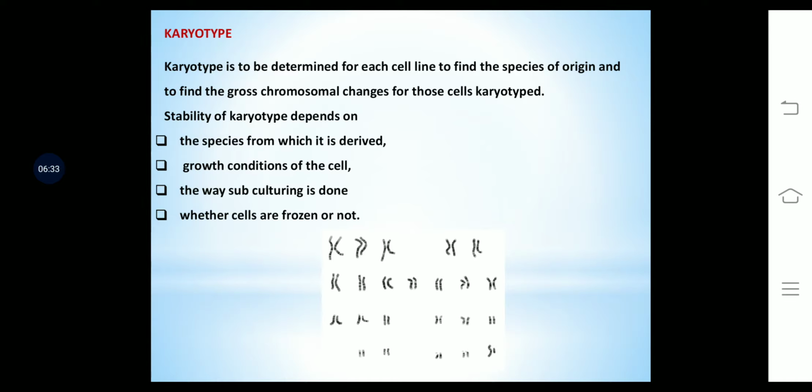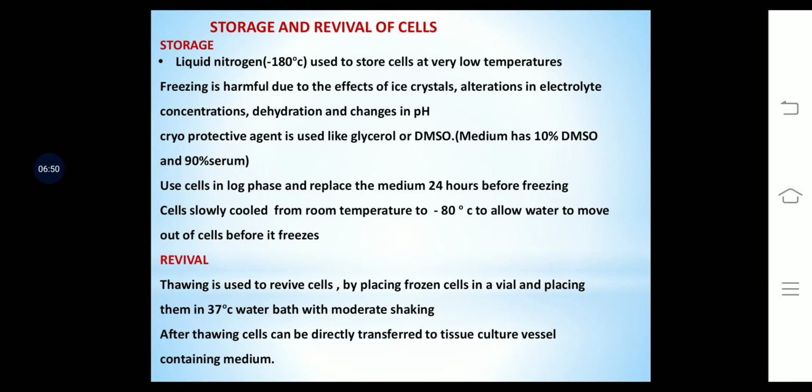Stability of the karyotype depends on 4 factors. One, which species it is derived from; two, what the growth conditions of the cells are; three, how we are doing the subculturing and how periodically, what the frequency is; and whether the cells are frozen or not. Coming to the storage and revival of cells, usually storage is done in liquid nitrogen at minus 180 degrees Celsius. That is a very low temperature.